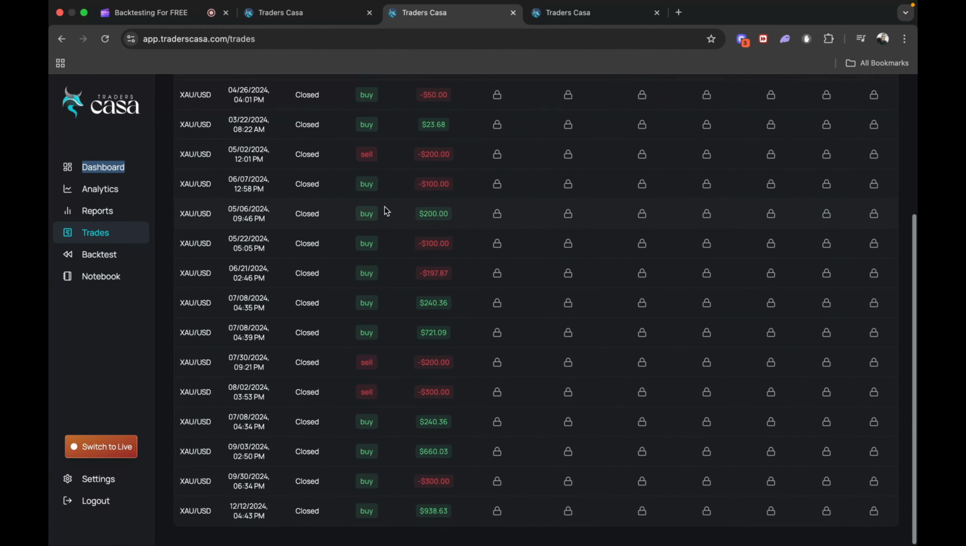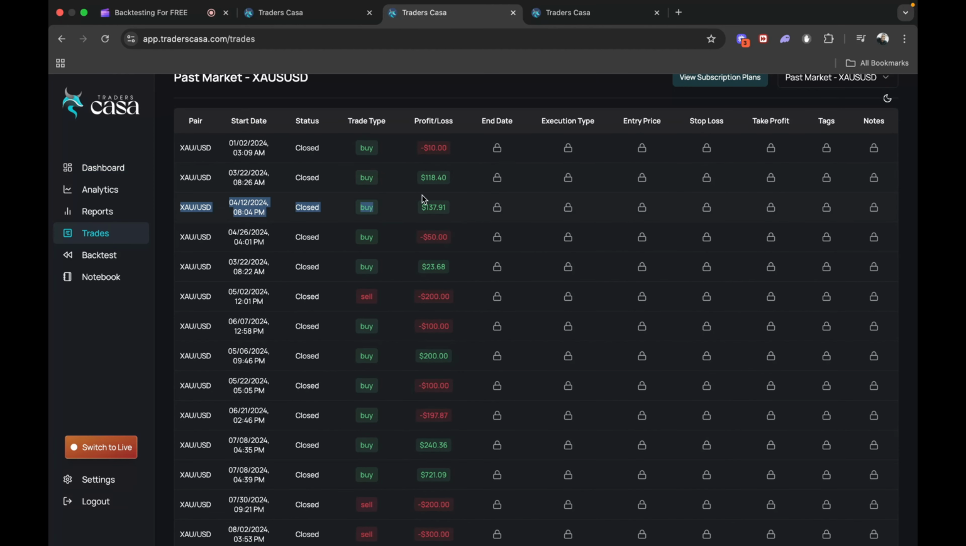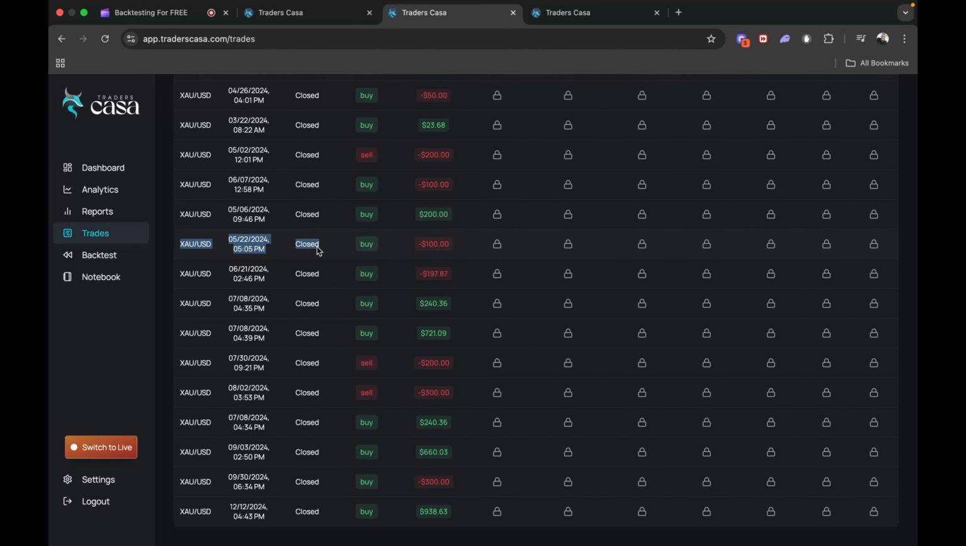So you can see these are all some of the trades which I've taken. You can see at some point when I started taking some time, we started having more wins than what we lost. So you can see closed all of this, and I am mostly focused on gold.